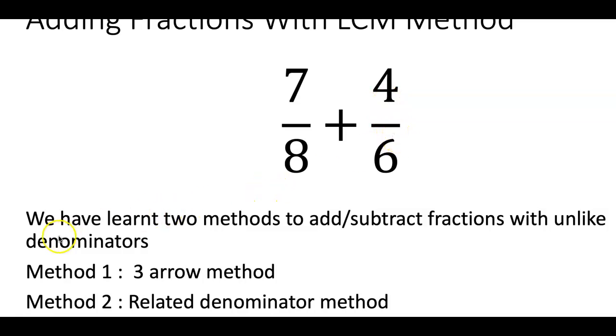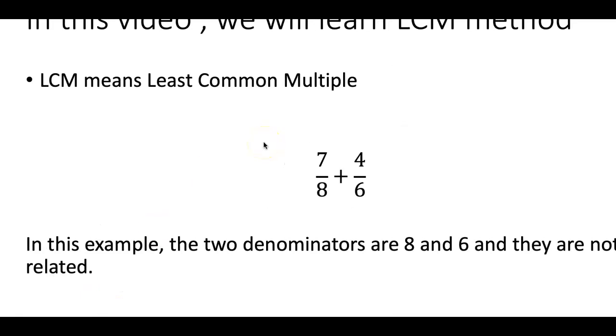So far we have learned two methods to add or subtract fractions with unlike denominators. Method 1 is 3-arrow method and method 2 is related denominator method. But this one is a third method and it is called LCM method. LCM means least common multiple.